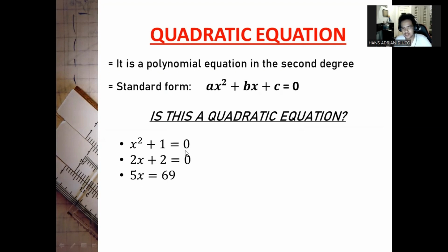Anyway, 5x equals 69. Is this a quadratic equation or not? Obviously, no. It's a linear equation again. So next up, we have this. Yes, of course, it's a quadratic equation. How about this one? Yes. No. No. Yes.